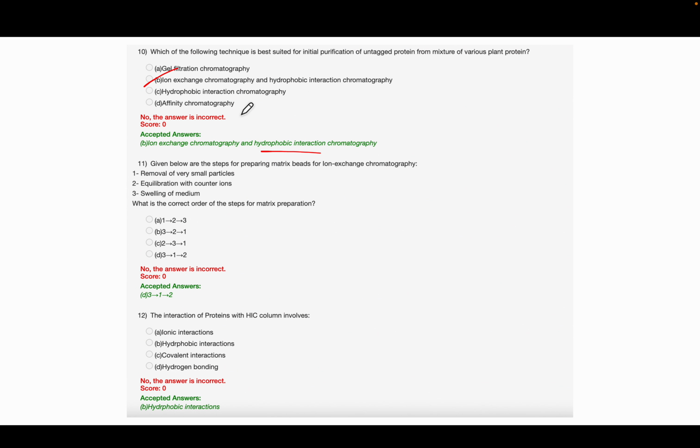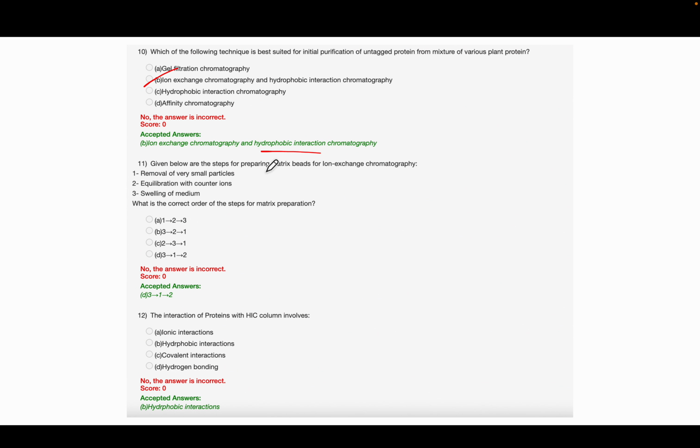And for untagged protein, we can't do tagging. We can add His-tag or GST so that we can proceed with affinity chromatography. But this is untagged, so we can't proceed to affinity chromatography unless your protein has particular affinity towards some macromolecule, because you don't have any tags, so you can't proceed with this.